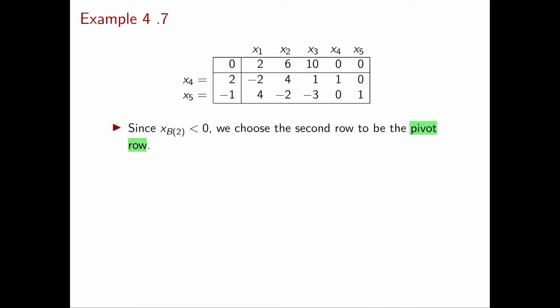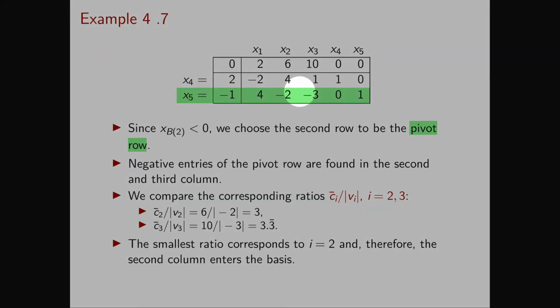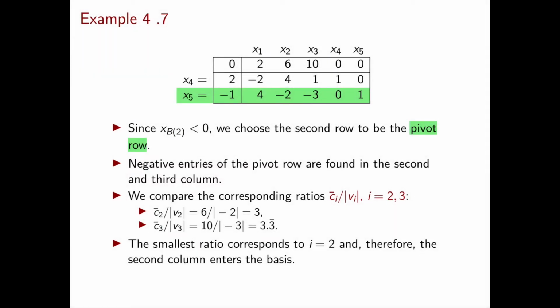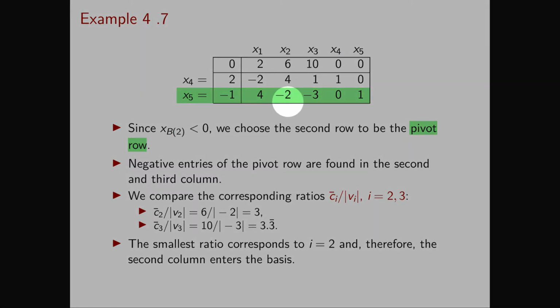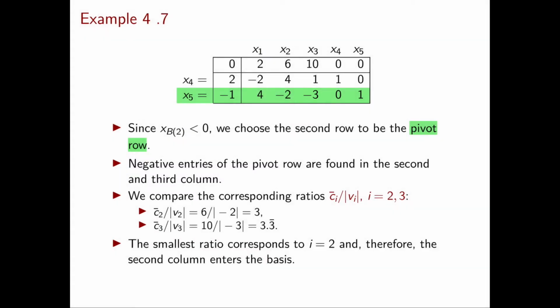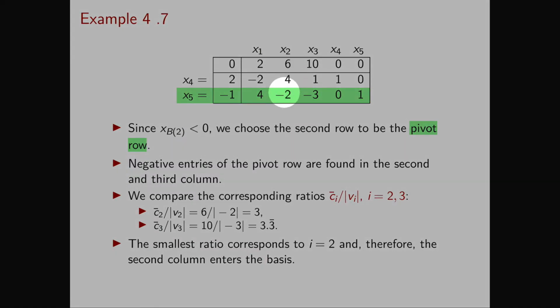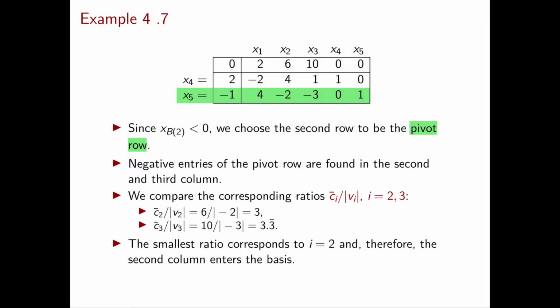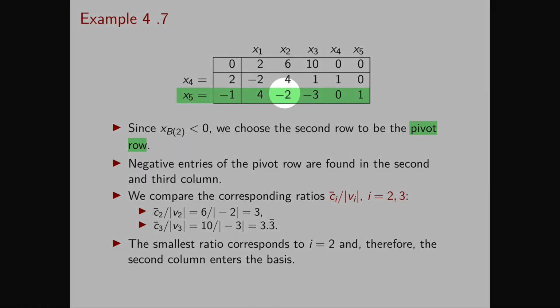We need to look at the negative entries of the pivot row, and these are -2 in the second column and -3 in the third column. We compute the corresponding ratios, which are 6 divided by 2 and 10 divided by 3. The smallest is 6 divided by 2, and so we have that the second column should enter the basis.